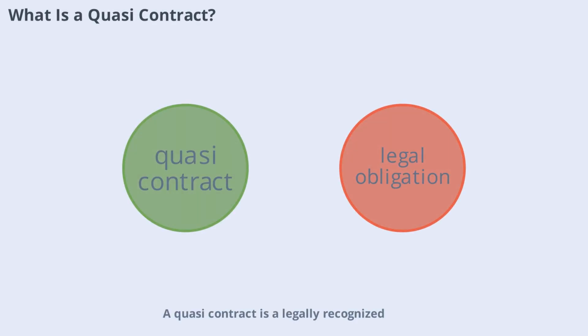Quasi-contract is a legally recognized obligation between parties without a formal agreement. The law imposes these obligations to prevent one party from being unjustly enriched. For example, if goods are left in someone's house by mistake, the recipient must restore them. Quasi-contracts ensure fairness even when no formal contract exists.